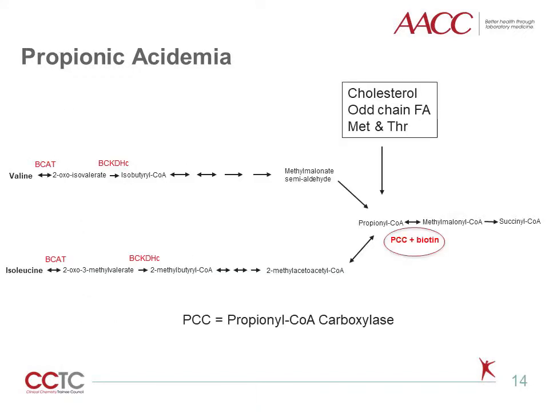Propionic acidemia stems from the dysfunction of propionyl-CoA carboxylase. This enzyme catalyzes the carboxylation of propionyl-CoA to methylmalonyl-CoA and requires biotin as a cofactor for its activity. Propionyl-CoA is produced through the catabolism of valine, isoleucine, cholesterol, odd-chain fatty acids, methionine, and threonine. Thus, defects in propionyl-CoA carboxylase result in a variety of biochemical disturbances.